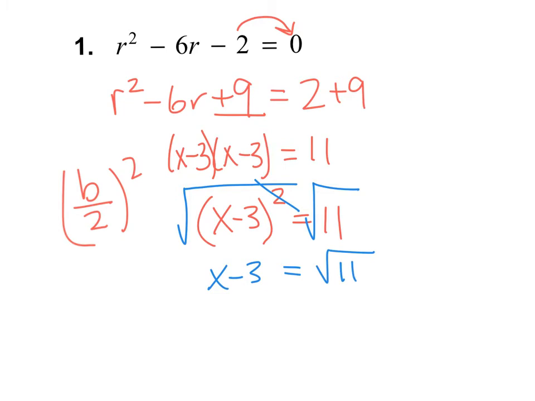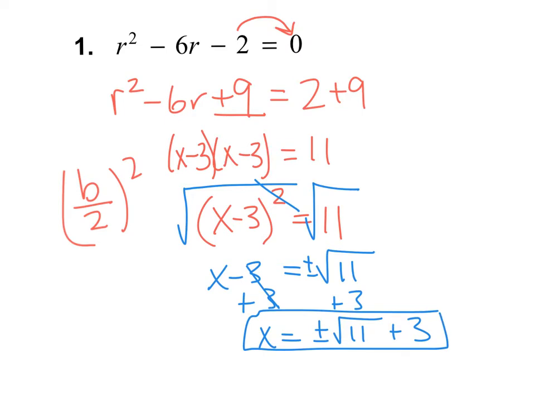Now 11 is a prime number, so I can't actually simplify that, but it is plus or minus, and then I just add the 3 over. So I get x equals plus or minus the square root of 11 plus 3. Now that's how we solved quadratics involving solving or completing the square.